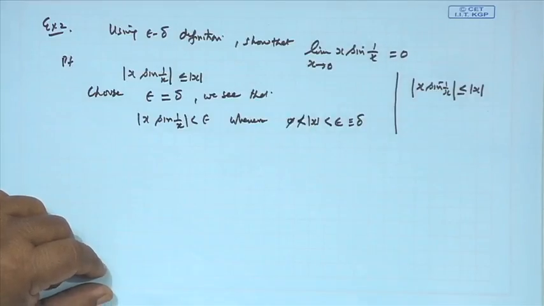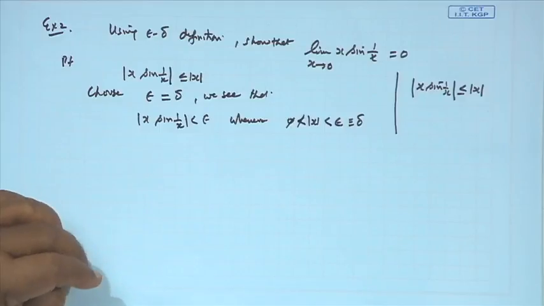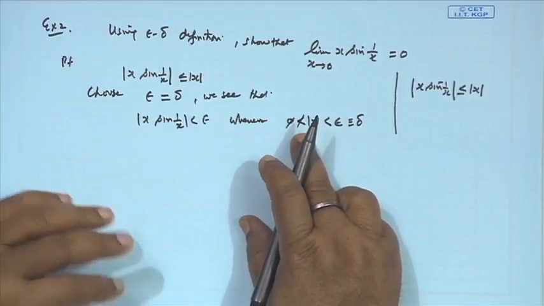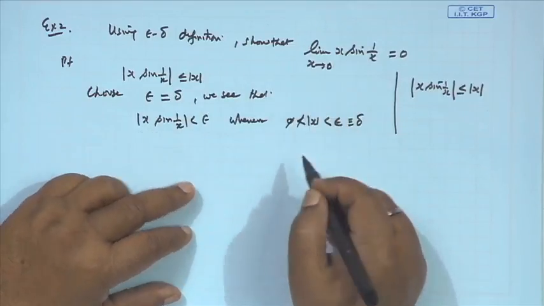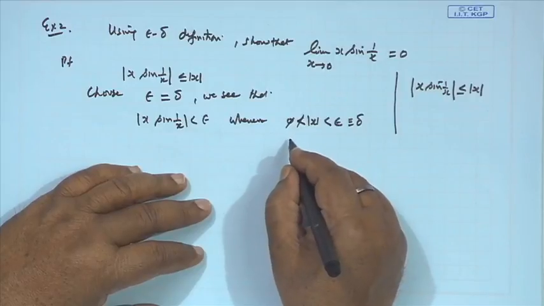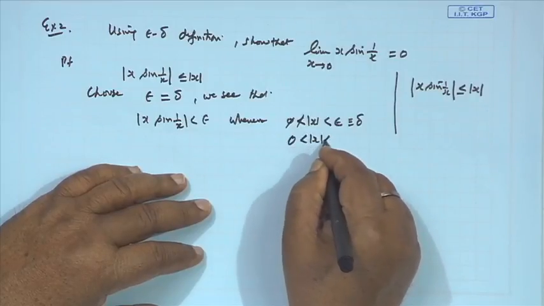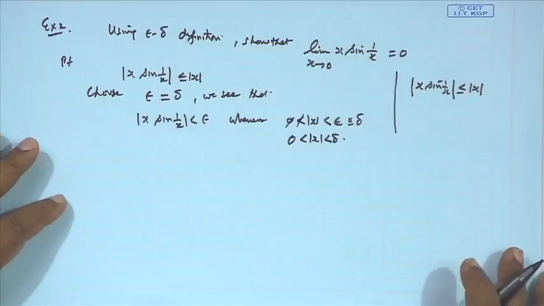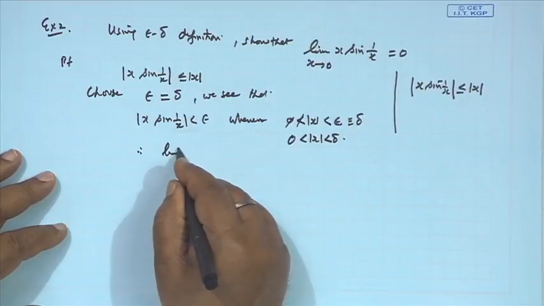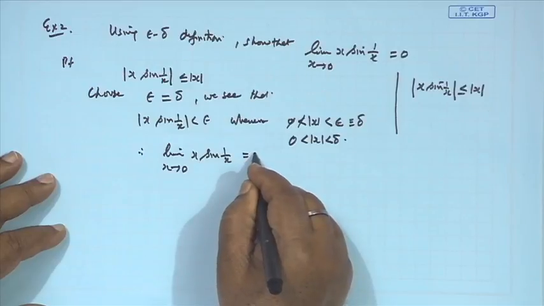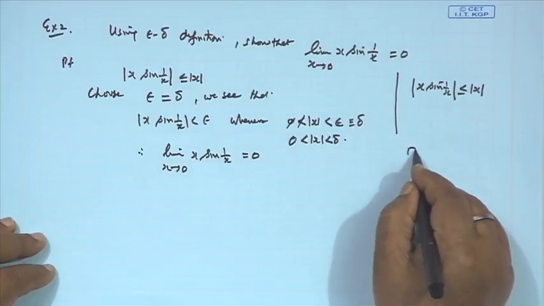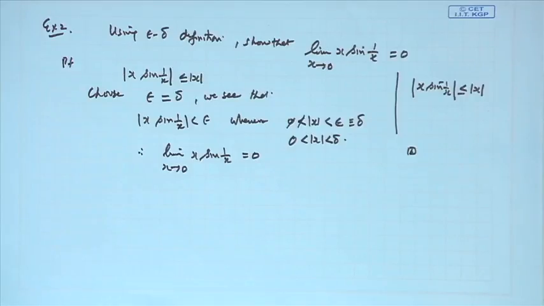So, we can also remove that, because mod x is always greater than 0 and x is taken closer to 0. So, let it remain 0 less than mod x less than delta. Mod x is positive unless x is 0. Therefore, the limit of x sin 1 by x when x tends to 0 is 0, which also follows directly from this.